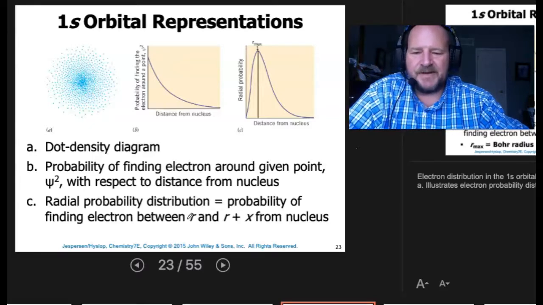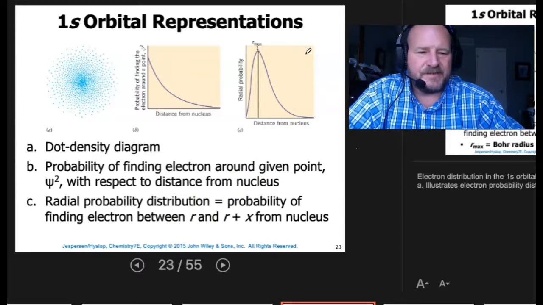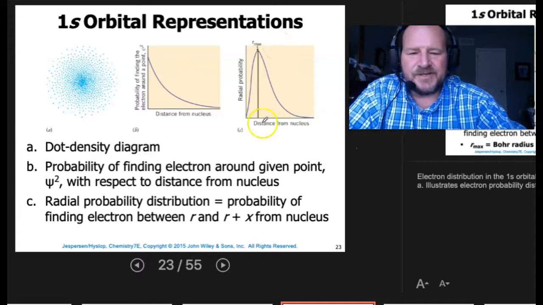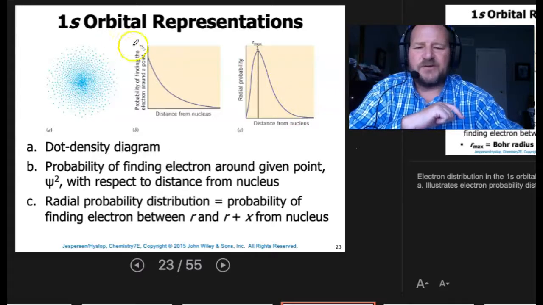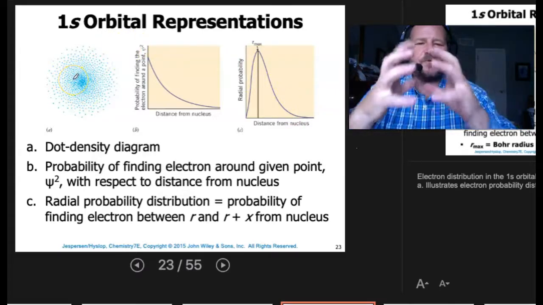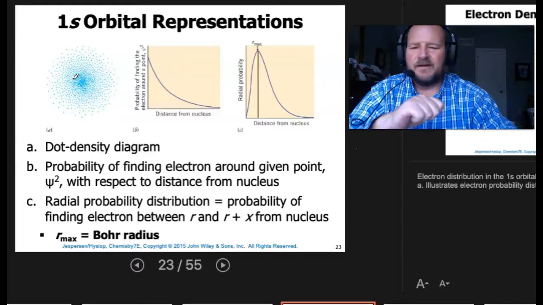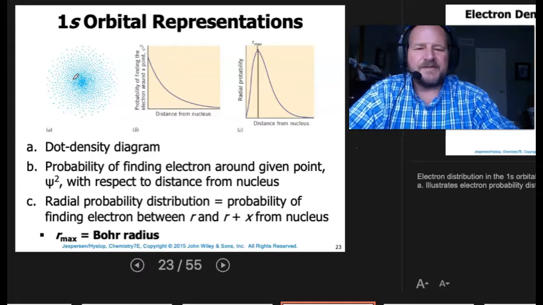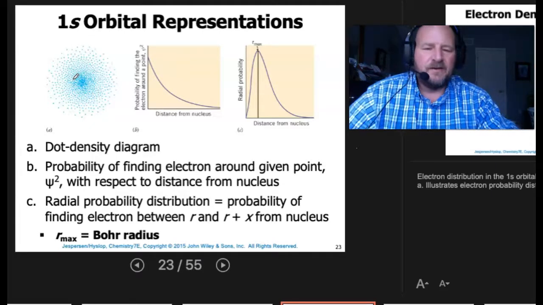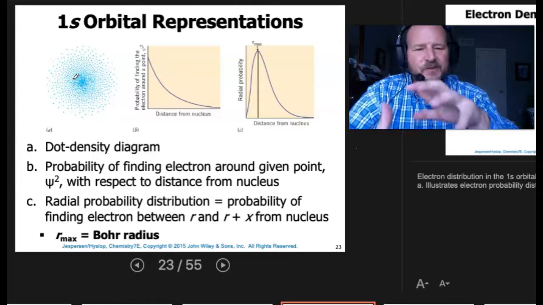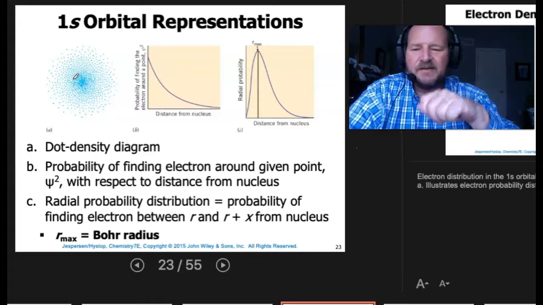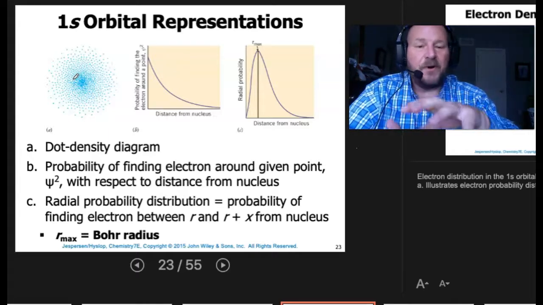Now the radial probability distribution is the probability of finding an electron between r and r plus dr from the nucleus. So here's your distance from the nucleus. You can see we're going to find some maximum peak, and then it's going to be less likely to find it. Remember, we're trying to do a 2D picture here, but realistically this is a 3D image. Now r max would equal the Bohr radius. So if we go back and look at Bohr's idea of it being solar system style, planetary style, the s orbital is going to end up being like a ball.